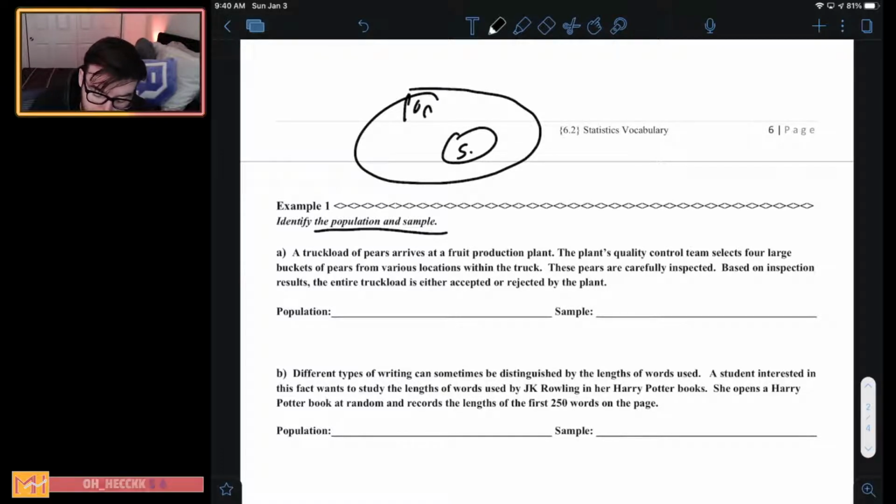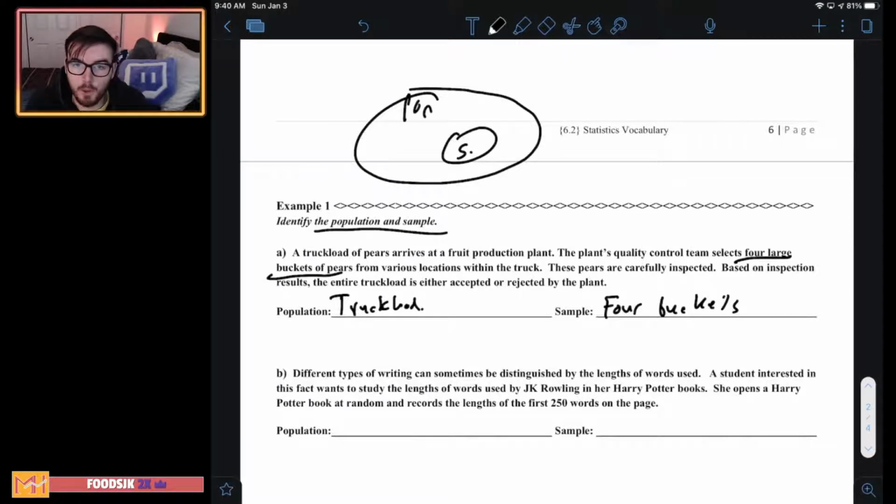So they're not looking at the entire truckload. The truckload is the population. But they're basing the quality of these pears on the 4 buckets that they choose essentially at random. Okay? So that's the sample. You got a giant truckload. You can't inspect every pear. So they're going to take 4 buckets and they're going to go, yeah, these look good, so I bet the truckload's good.